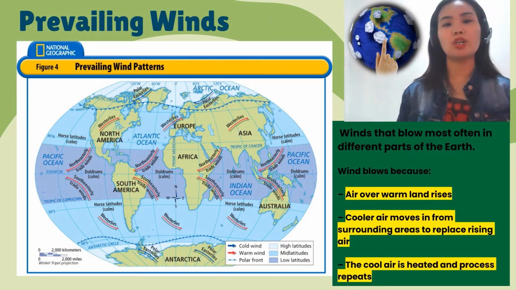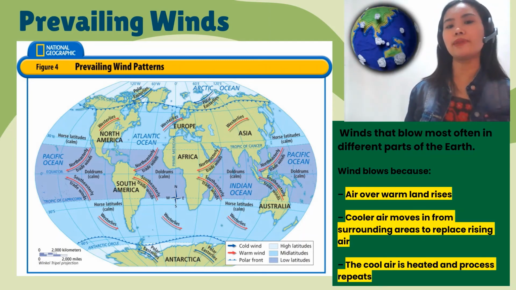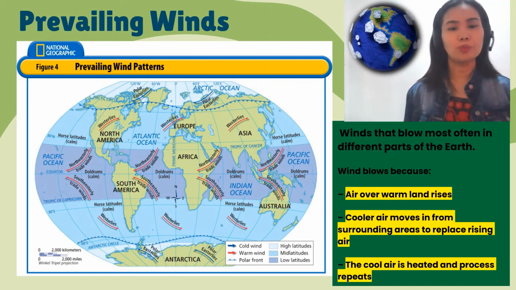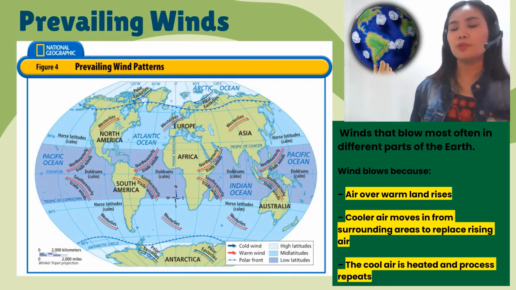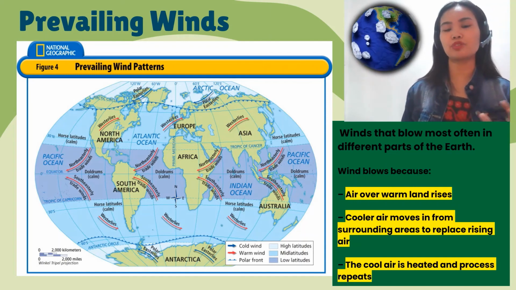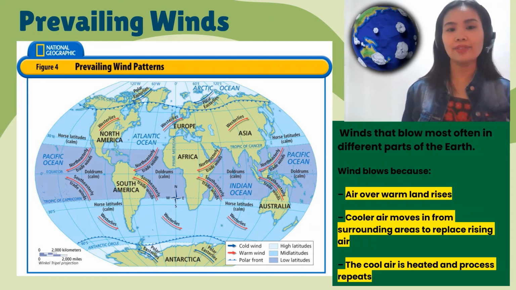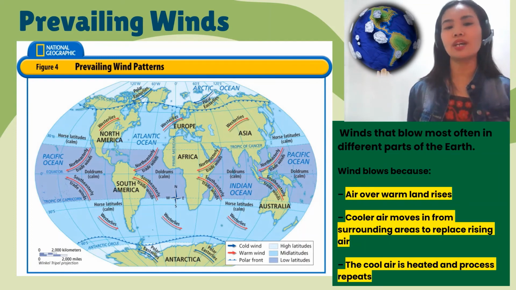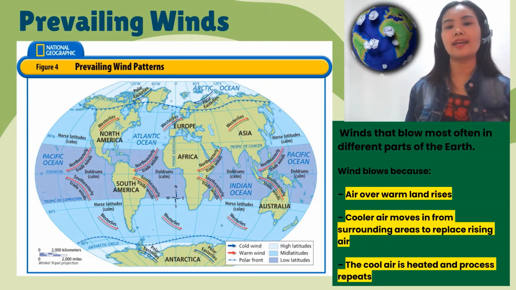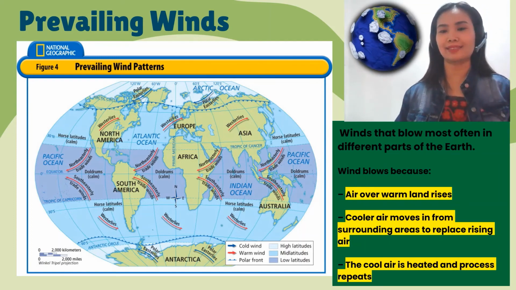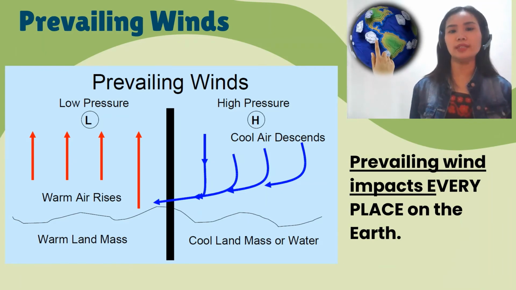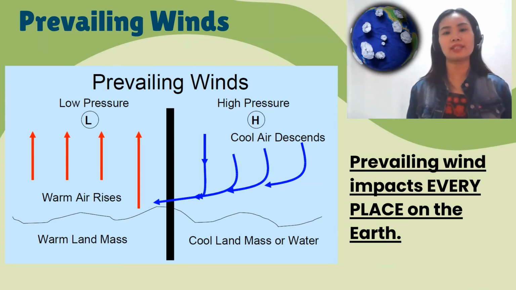Wind blows because air over warm land rises. Wind blows because cooler air moves in from surrounding areas to replace rising air. And wind blows because the cool air is heated and the process repeats. Prevailing wind impacts every place on the earth.